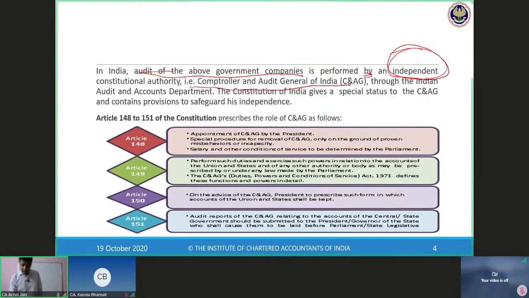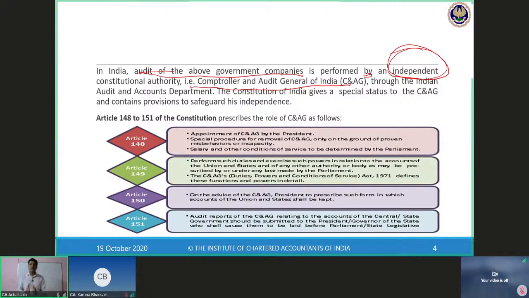And this CAG, which we are saying will perform the audit, will do this through the Indian Audit and Accounts Department. Now the Constitution gives a special status to CAG and contains provisions to safeguard his independence. Because again, if we say it's an authority which is independent, eventually it will be controlled by the government, and so its independence may be jeopardized.